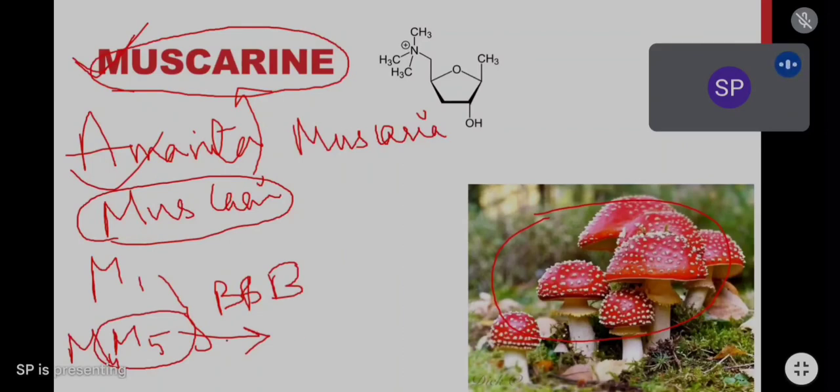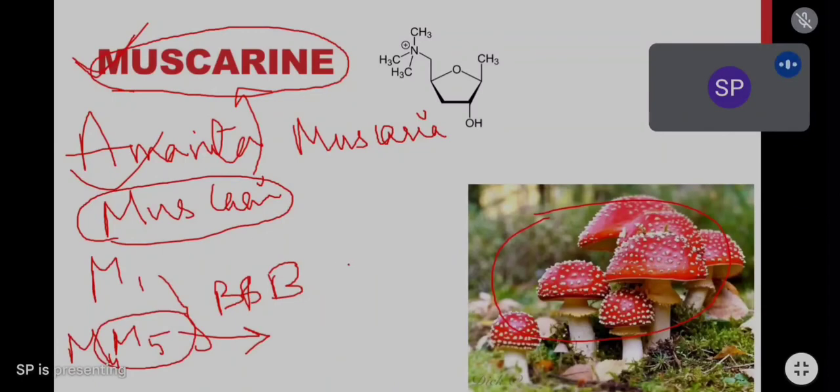There are no specific CNS actions, but cognition-related effects you can see. So all M1 actions you can see, all M2 actions, cardiovascular actions you can see, all M3 actions you can see: diarrhea, lacrimation, salivation, defecation, okay, all muscarinic actions you can see.